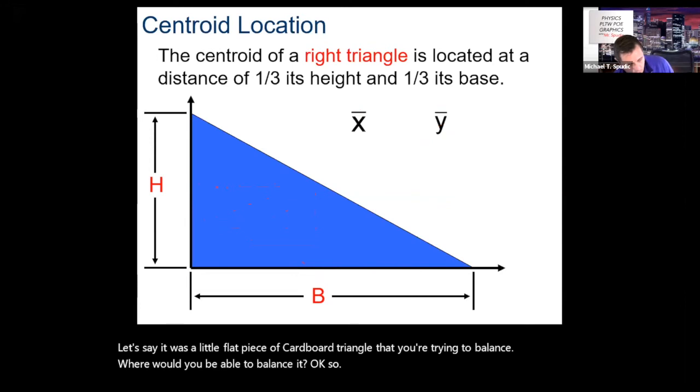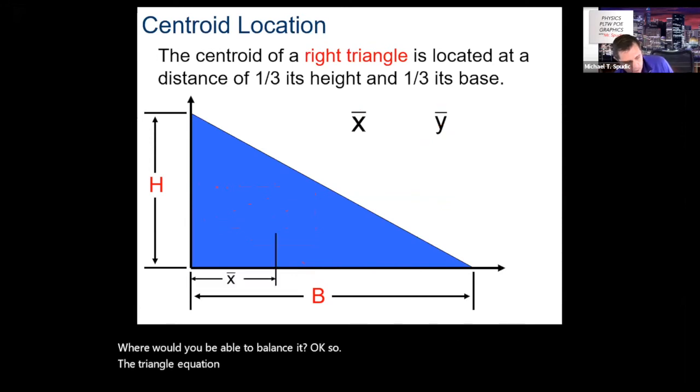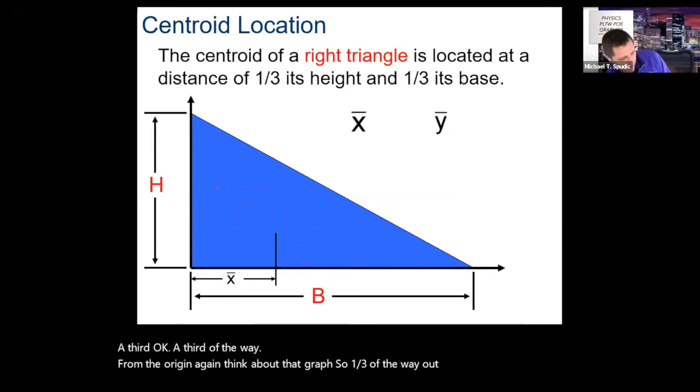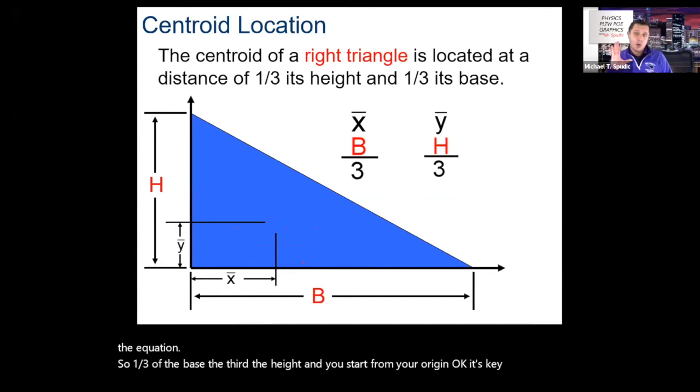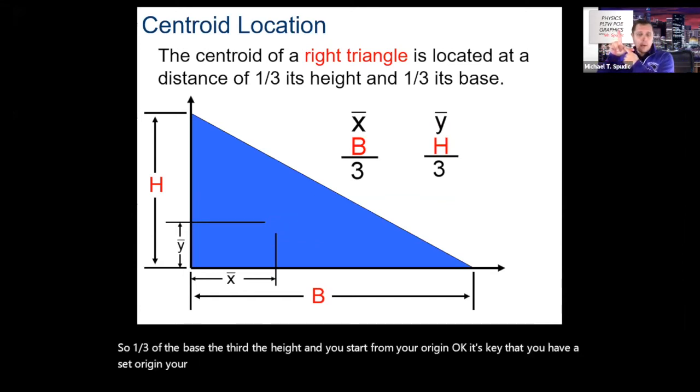The equation for a triangle is going to be 1/3. 1/3 of the way from the origin. Again, think about that graph. So 1/3 of the way out and 1/3 of the way up. That is the equation. So 1/3 of the base, 1/3 of the height, and you start from your origin. Okay, it's key that you have a set origin. Your little XY point right there, that origin, that's where you're going from.